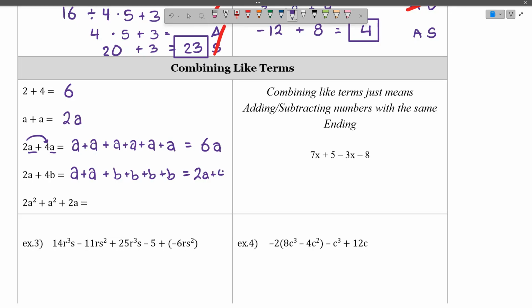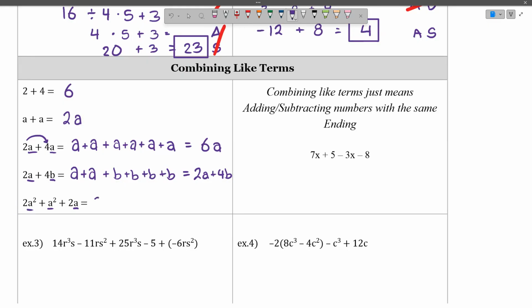2A plus 4B. Now, I didn't need to write that out to find out. I just had to look at their endings. These have different endings, so they're not going to combine. Now, this one's kind of tricky. Take a look at this. 2A squared plus A squared plus 2A. If I'm looking at it, it kind of looks like they all end the same way. They all end with A. But are they really the same?